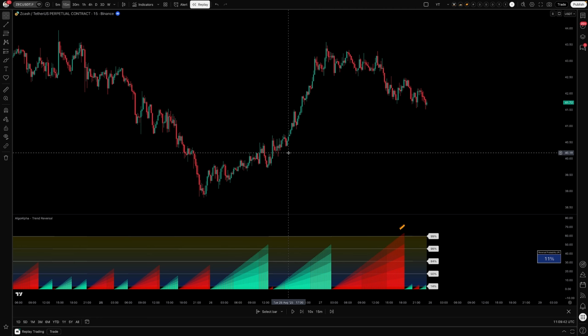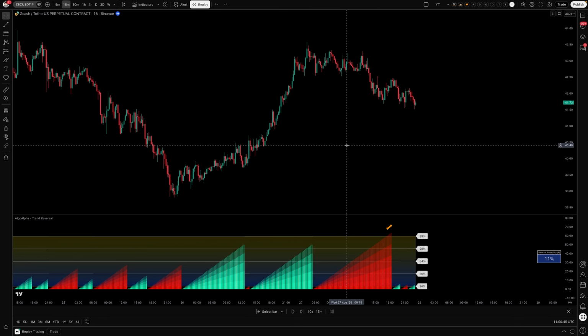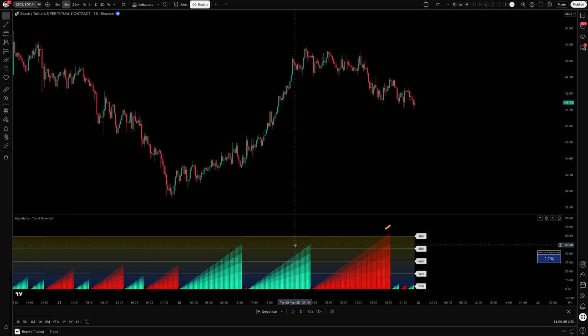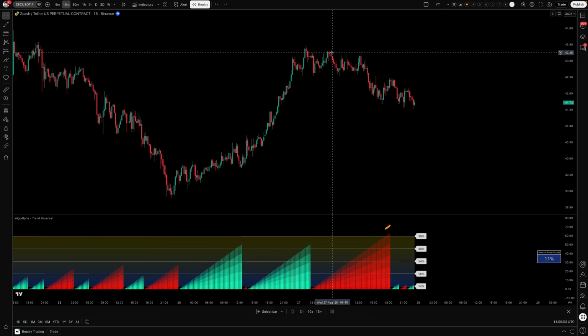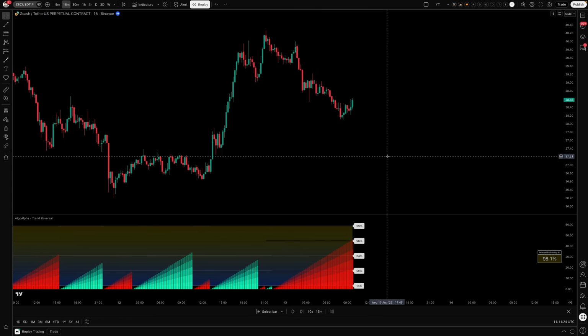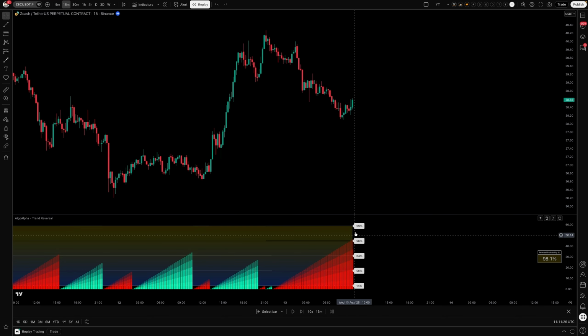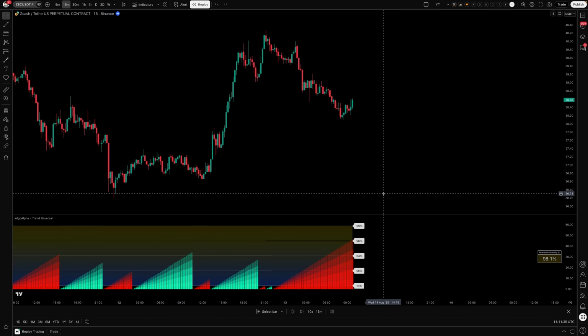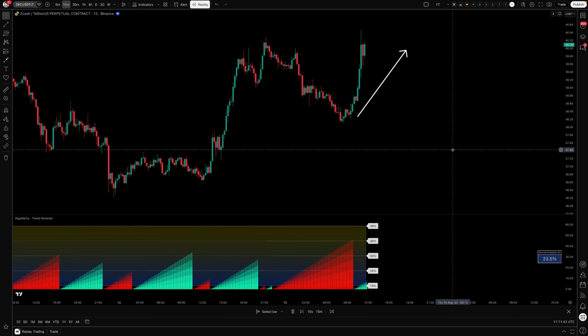To avoid chasing every hint of a reversal, we use a simple logic. When the green histogram rises to 98 or 99%, we consider the bullish impulse overheated and get ready to short, but we wait for confirmation. When the red histogram climbs to 98 or 99%, the bearish impulse is overheated and we get ready to go long, again waiting for confirmation.